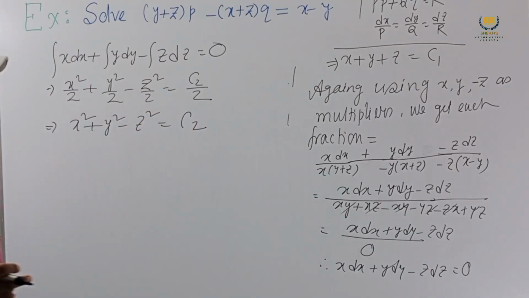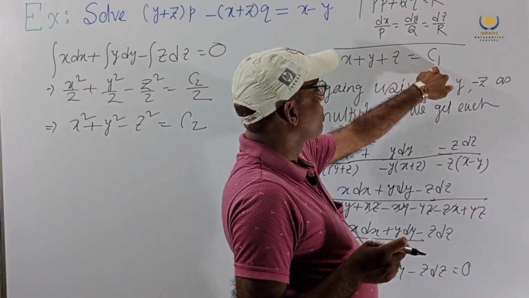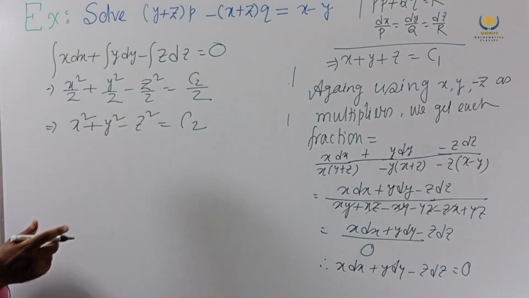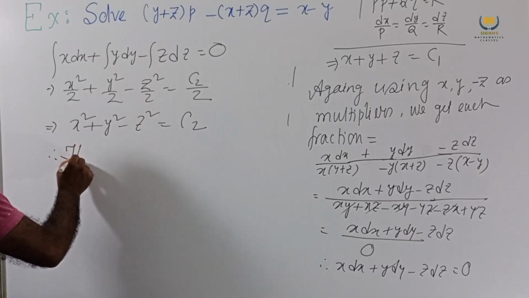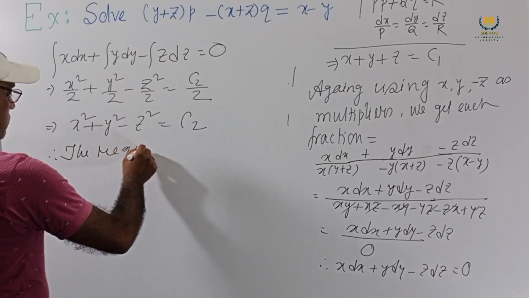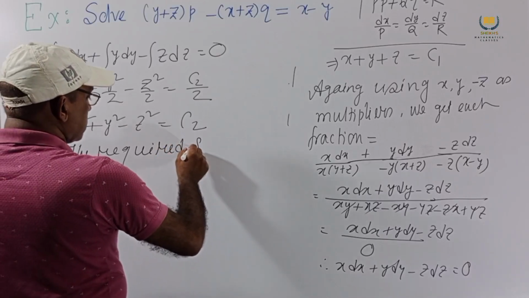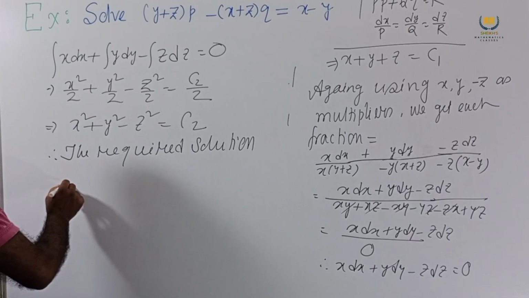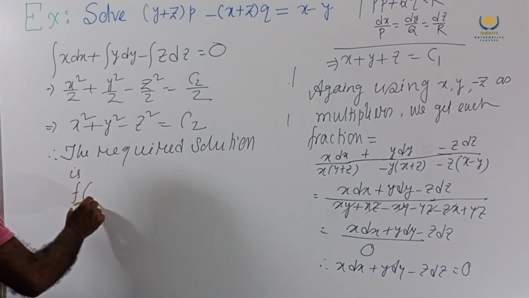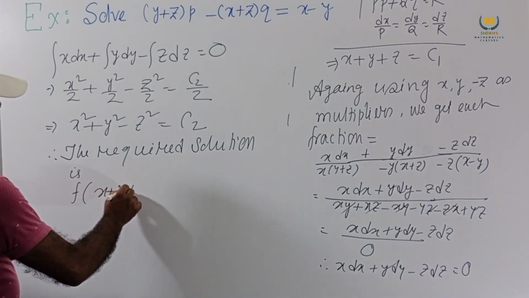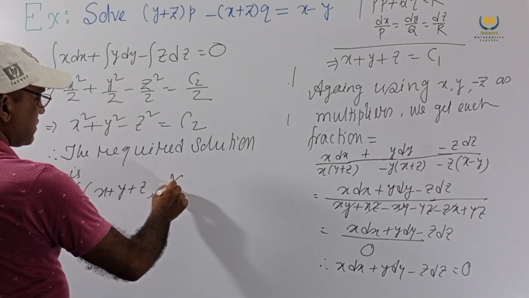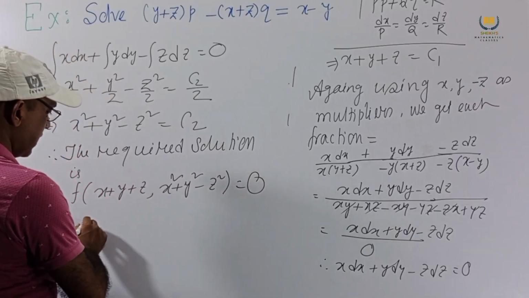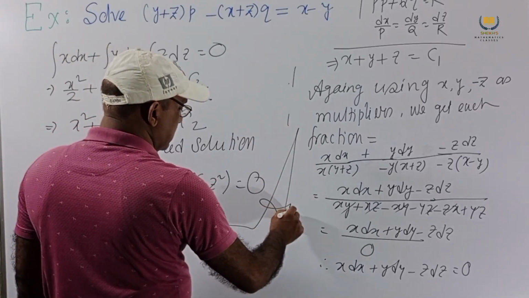We get two solutions: x plus y plus z equal to c1 and x square plus y square minus z square is c2. Therefore, the required solution is f of (x plus y plus z, x square plus y square minus z square) equal to 0, and this is the final answer.